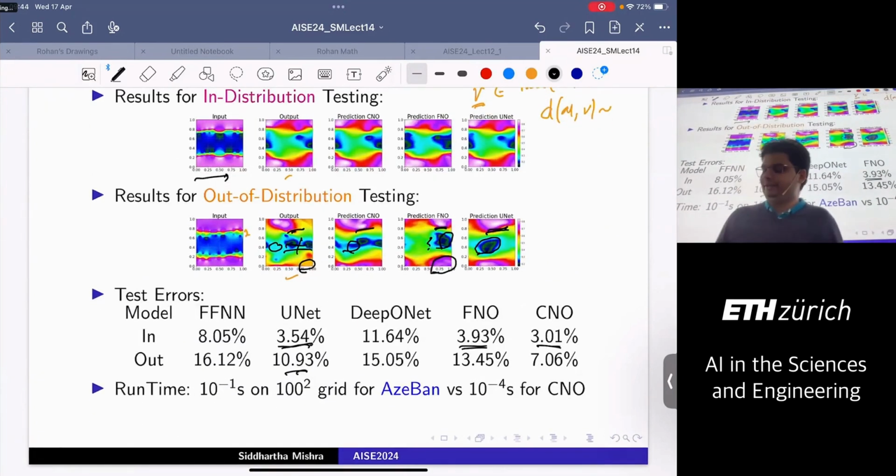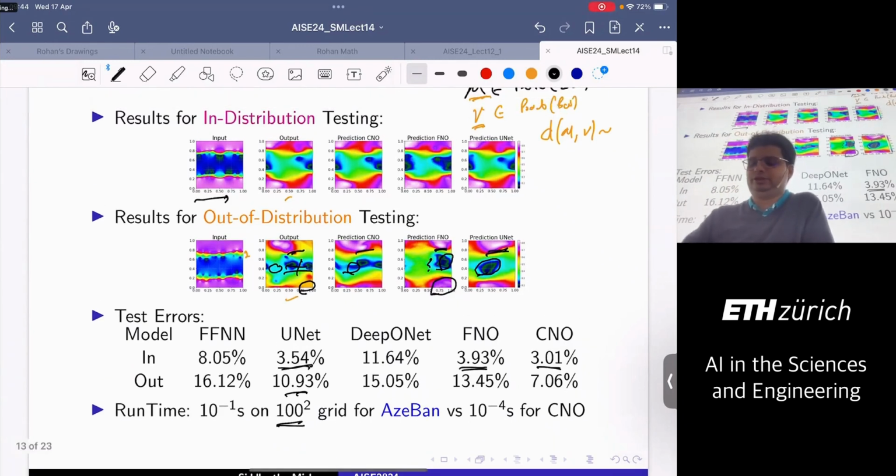So do we gain anything? Of course we do gain, because we have a code in my lab which is very, very fast. For instance, on a 100 squared grid, it takes 1/10 of a second to solve this problem. But with CNO or FNO for that matter, it takes 1,000 times less. So there is some error, but you get the results in 1,000 times less time, right? This is the whole point of machine learning. And you'll see later on that these numbers are going to be even bigger, okay?